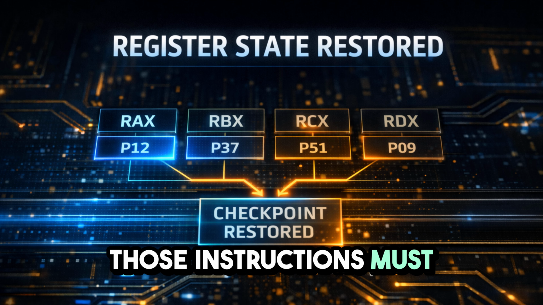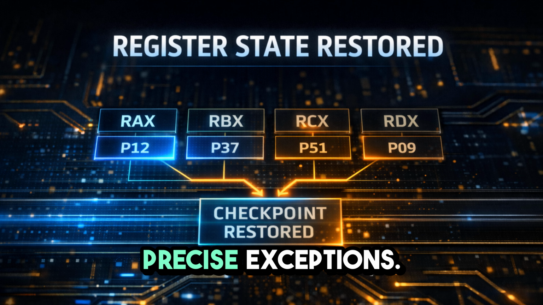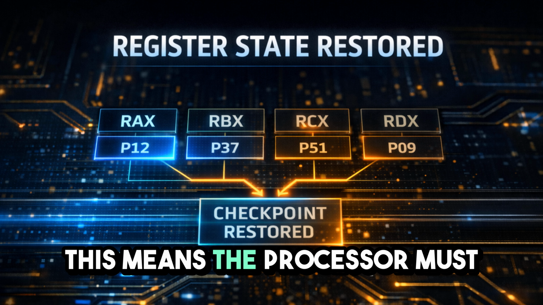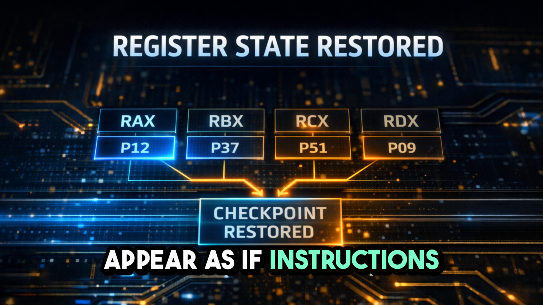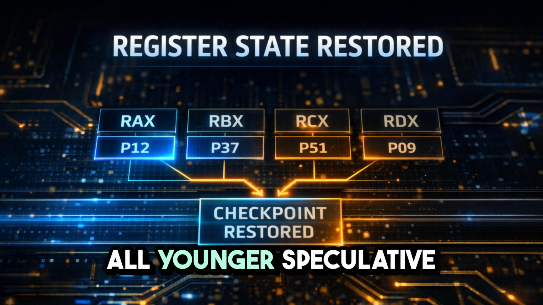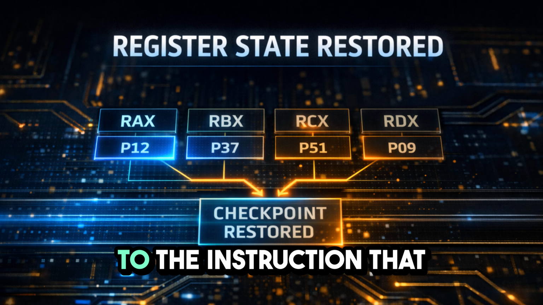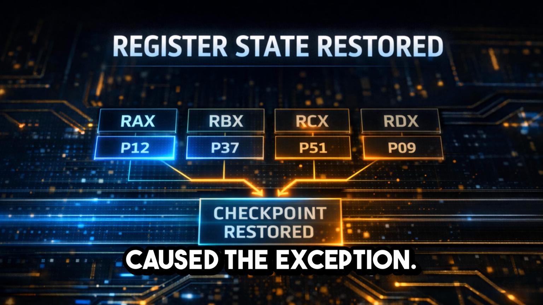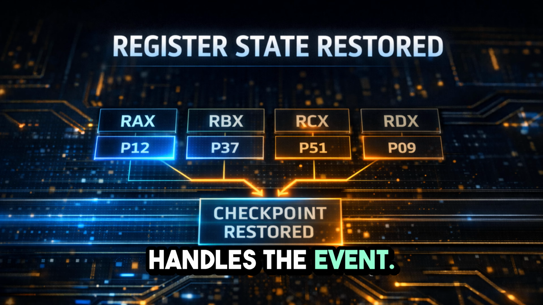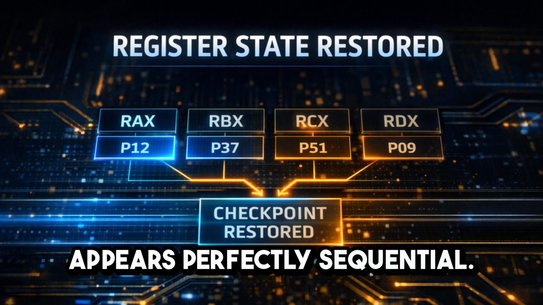Those instructions must not appear to have executed before the exception. The system must maintain precise exceptions. Well, this means the processor must appear as if instructions executed strictly in order. Rollback mechanisms ensure this. When an exception occurs, all younger speculative instructions are discarded. The CPU rolls back to the instruction that caused the exception. Then the operating system handles the event. From the software's perspective, execution still appears perfectly sequential.